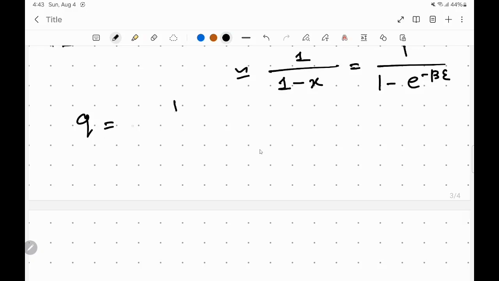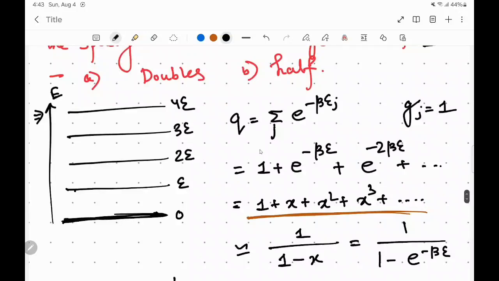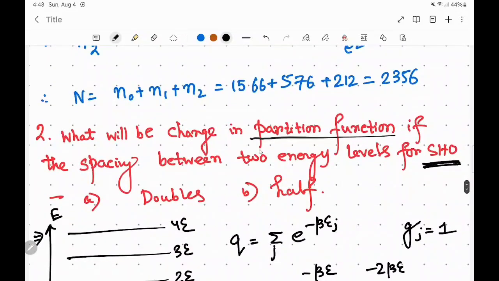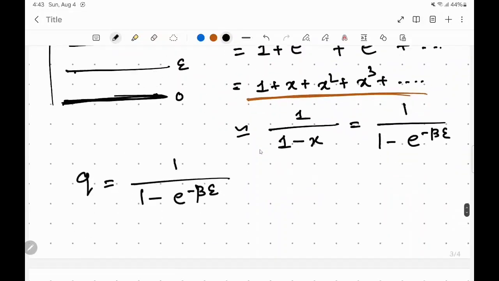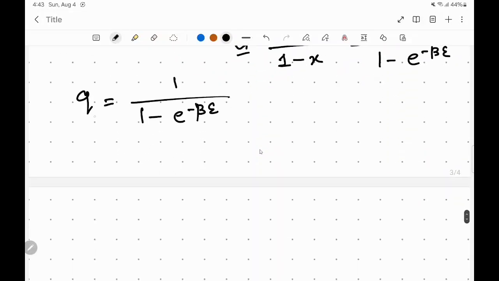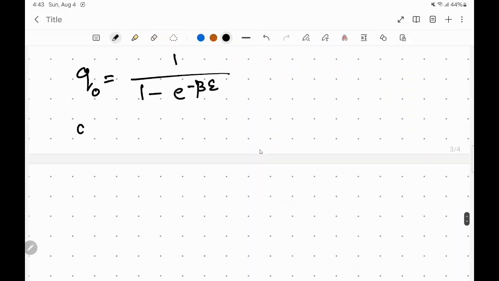Okay, so let me write it. What was the question just now? The question was about this partition function: if the spacing is doubled, let's say it is Q0, and when the spacing is doubled, then it will be e to the minus 2 beta epsilon. So what is the change?